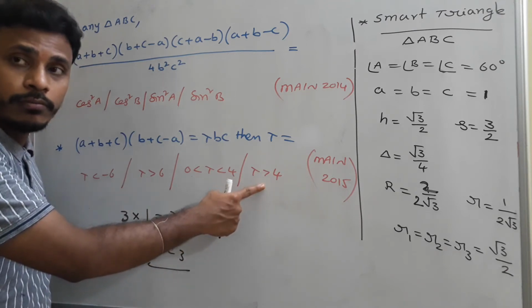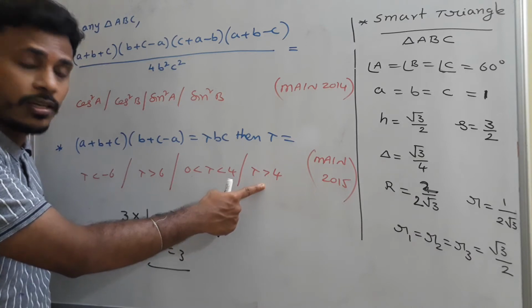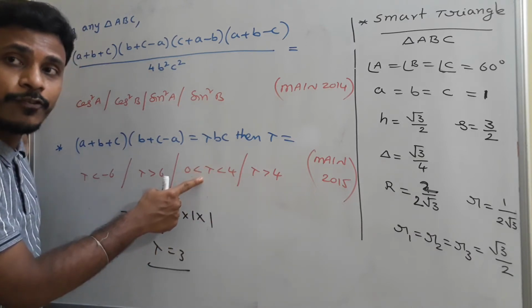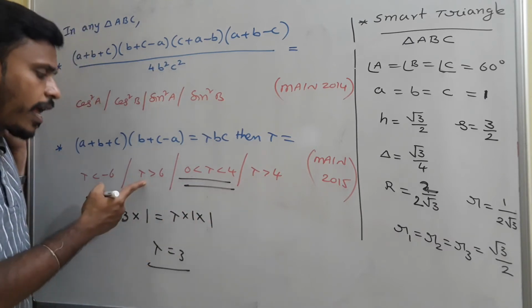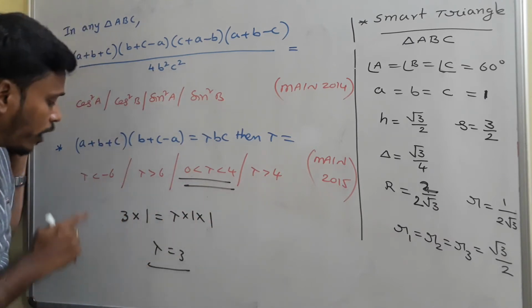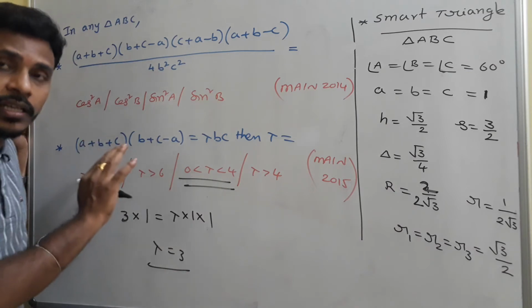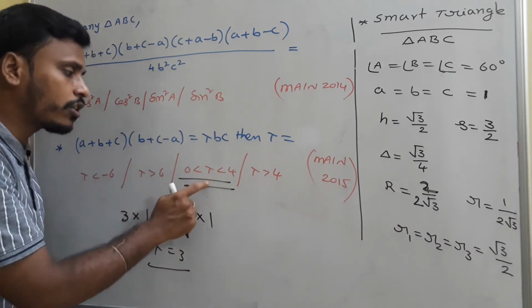Lambda greater than 4: 3 is not included in this region. 0 less than lambda less than 4: 3 is included in this region. So this is your choice. If you check lambda greater than 6, 3 is not included. Lambda less than minus 6, 3 is not included. So for sure this is your choice.